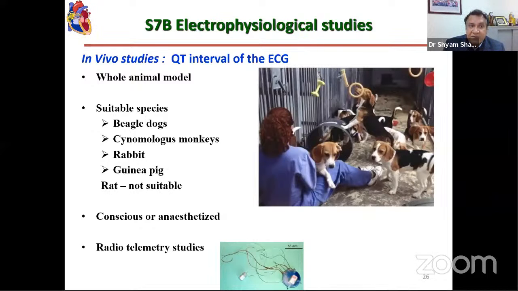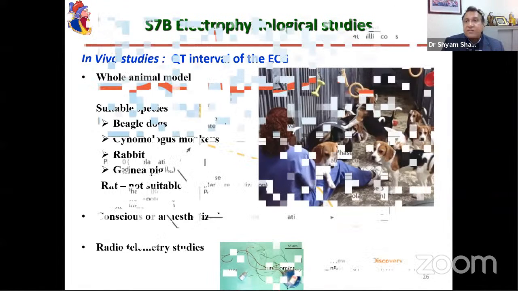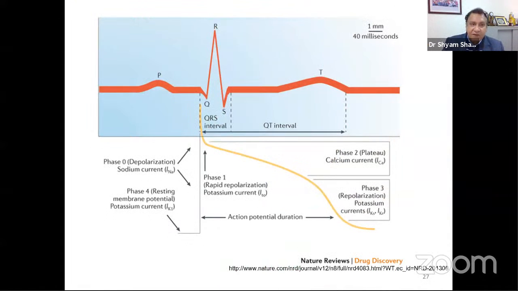But some companies like Zydus Cadila have a dog facility and they do the telemetry studies, where this kind of telemeter is transplanted in the animal body, and if you see these cannulas, they are connected with the arteries for recording of blood pressure, and attached with the cardiovascular system for recording ECG. Continuous recording can be done. I think most of you remember this kind of ECG wave, P, Q, R, S, T. So this is the QT, where you can see QT is the one.